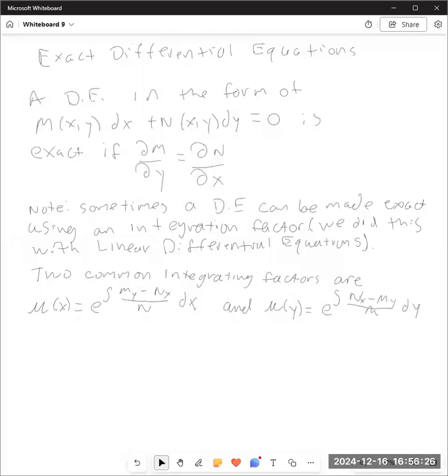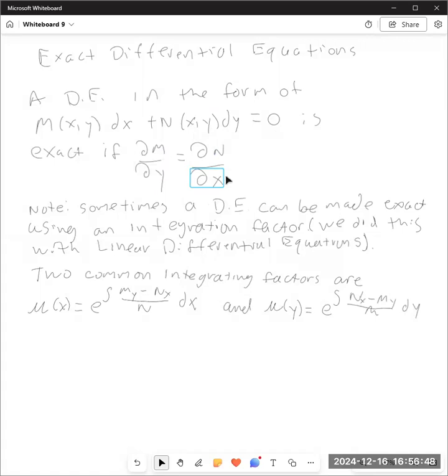In this video, we're going to talk about exact differential equations. A differential equation in the form of M(x,y) dx plus N(x,y) dy equals 0 is exact if the partial of M with respect to y is equal to the partial of N with respect to x. And we'll have a process to go through to solve that.